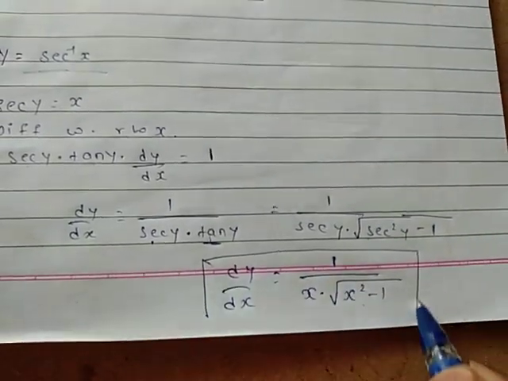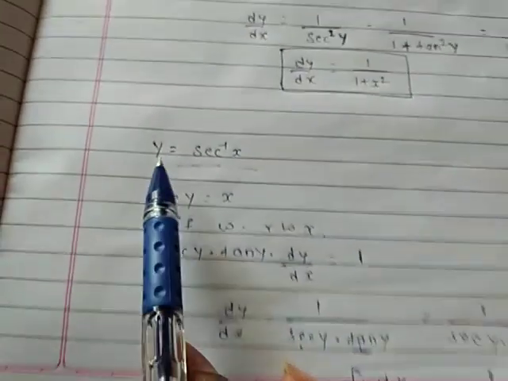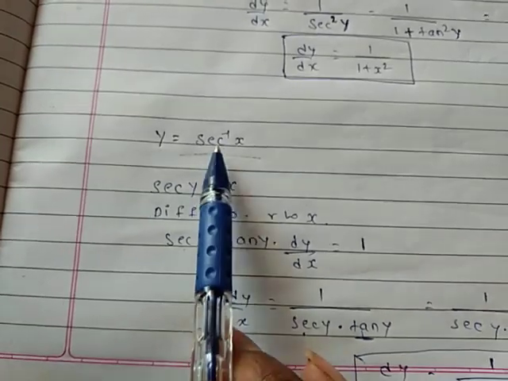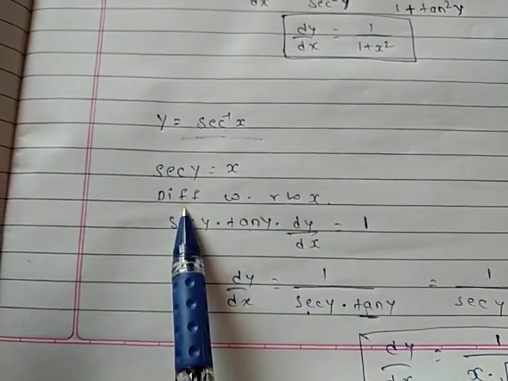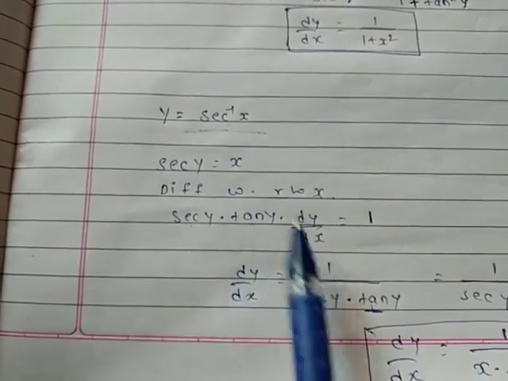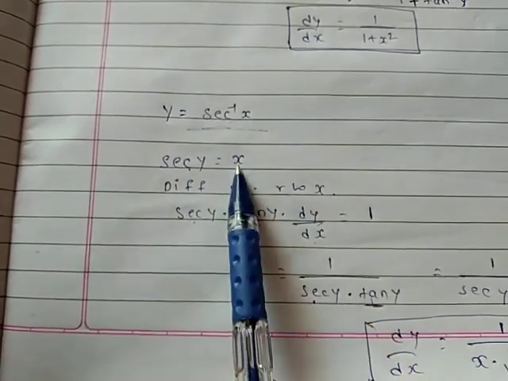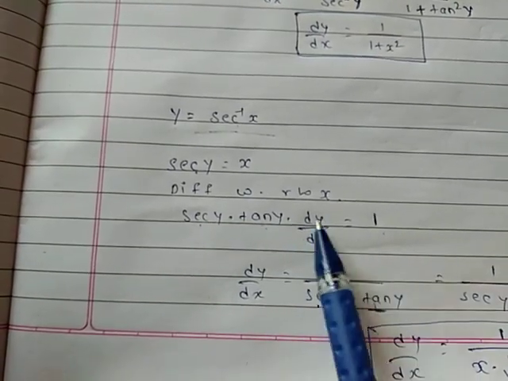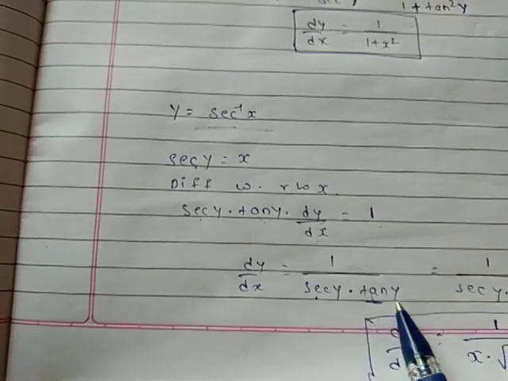So this is the required standard derivative of what? Secant inverse x. Observe it again. We have y is equal to secant inverse x, so secant y is equal to x by interchanging the secant function to the LHS. We differentiate with respect to x. We know the derivative of secant y is secant y into tan y, times dy by dx. Again, the derivative of x is nothing but 1. Since we need only dy by dx, we shift the things to the RHS. So 1 divided by secant y into tan y.